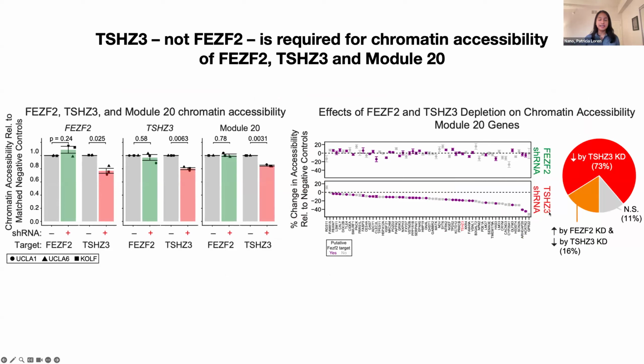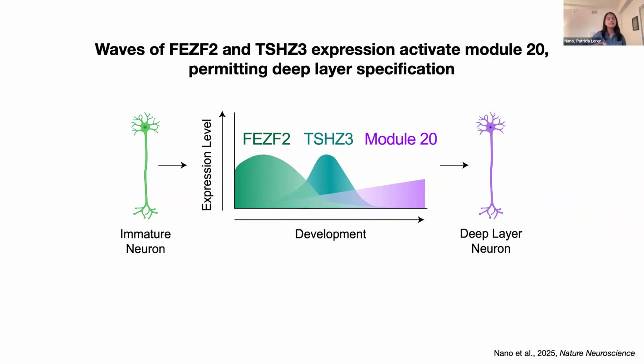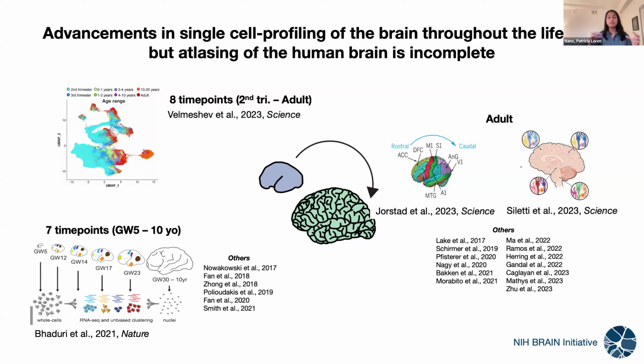And so, taking all of this together from our computational predictions all the way through our experimental approaches, we have this mechanistic model wherein waves of FESF2 and TSHE3 acting on different modes activate Module 20 and permit the specification of deep layer fates. And so big picture, what we've been able to do with our meta-atlas and meta-module approaches is make sense and take stock of all of these different cortical data sets.